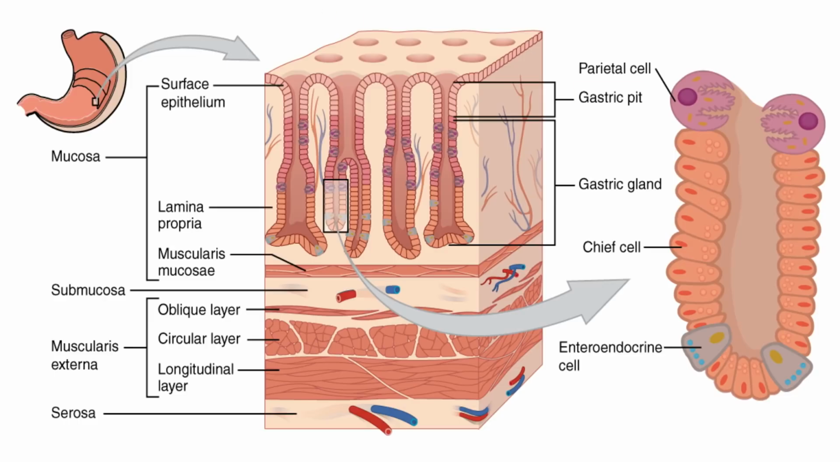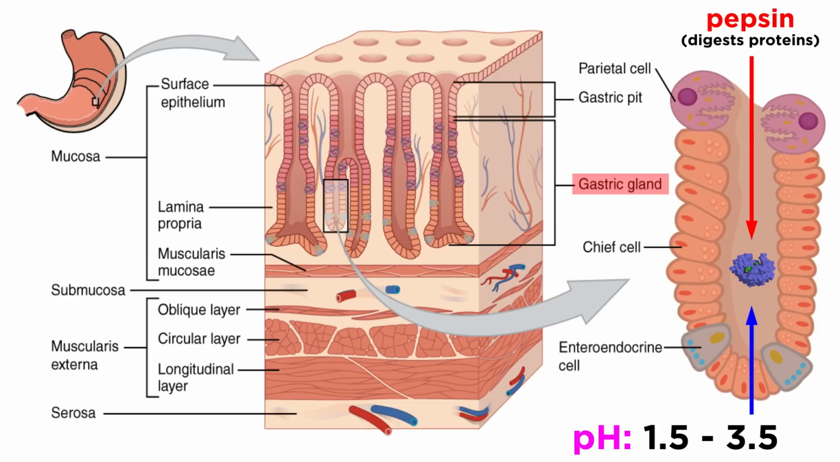Zooming in, we can see gastric pits, which lead into tubular gastric glands, which is where the gastric juice is produced. This generates a very acidic environment with a pH between 1.5 and 3.5 that is necessary for pepsin to do its work, the enzyme that digests proteins.